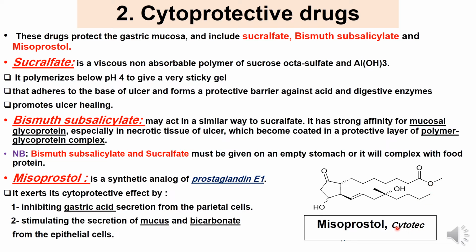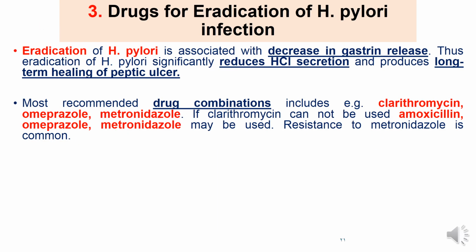Prostol is called pre due to presence of prostaglandin, all due to presence of OH groups. It exerts its effect by inhibition of gastric acid secretion and stimulating secretion of mucus and bicarbonate from the epithelial cells. We are still studying drugs for treatment of peptic ulcer.